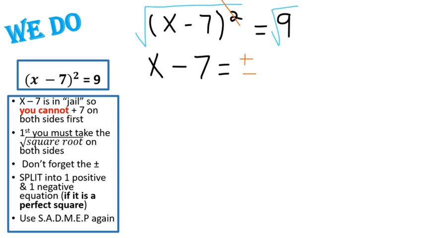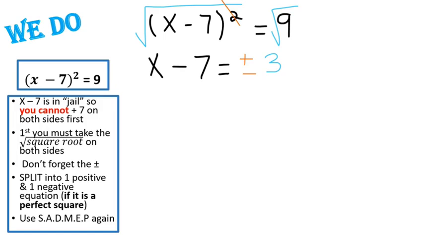What number times itself gives us 9? Yes, sir. You got it. 3. So plus or minus 3 on the right-hand side. But we are not finished because x is not by itself on that left side of your equal sign.